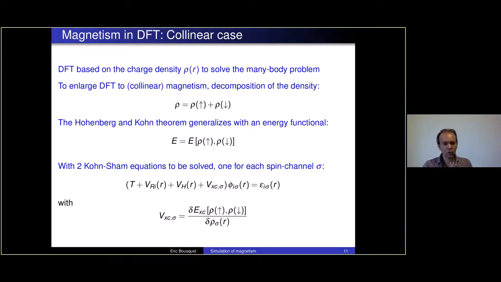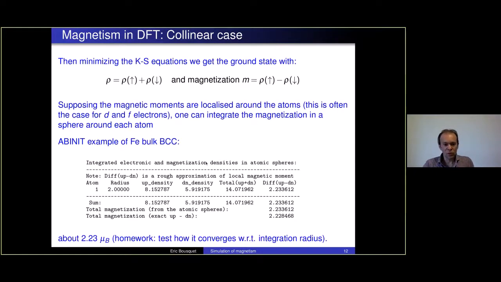Okay, so this means that now we have to minimize again the energy with respect to the density, but now we have a density that is up plus down, and the magnetization is coming out from it naturally, in the sense that magnetization is simply going to be the difference between up and down. So if you have more electrons with spin up than spin down, then you have a remaining non-zero spin and so magnetization in your system. So the magnetism is really easy then to extract.